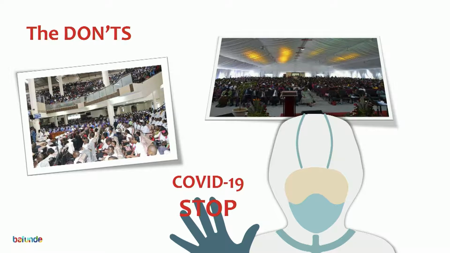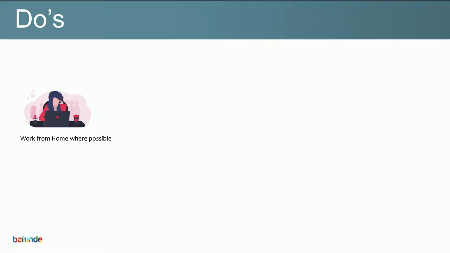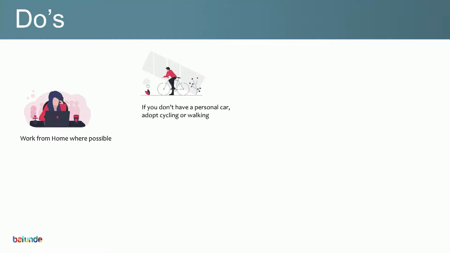We don't have the cure for the virus, and I'll talk about that later. What are some of the things that you need to do as precaution measures to prevent you from getting and spreading the virus? Number one, work from home where possible. If you don't have any physical meetings that have to be attended, kindly stay at home. And if there are meetings, you can have them online. We have Zoom, we have Skype, and you can use those online services to have your meetings. If you don't have a personal car, kindly try to adopt cycling or walking because you are in control of your personal space.